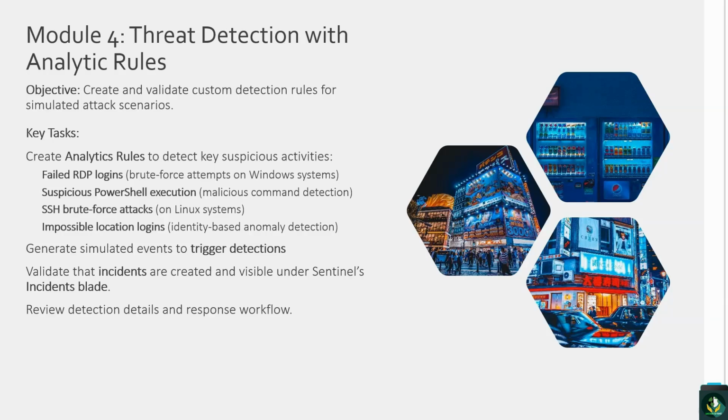By the end of this module, you will have a set of functional detection rules, a clear understanding of how incidents are created, and confidence in simulating attack scenarios. These rules form the backbone for automated responses in Module 5, where we will integrate playbooks to take action on detected threats. Let's begin by creating our first analytic rule for failed RDP logins, and we will proceed step by step to implement and validate all 4 detection scenarios.